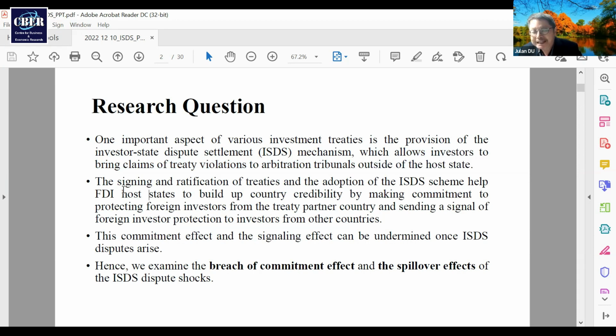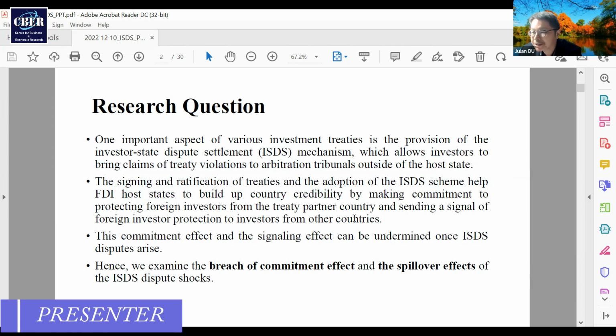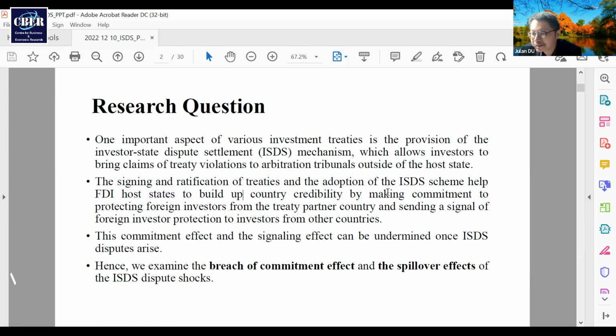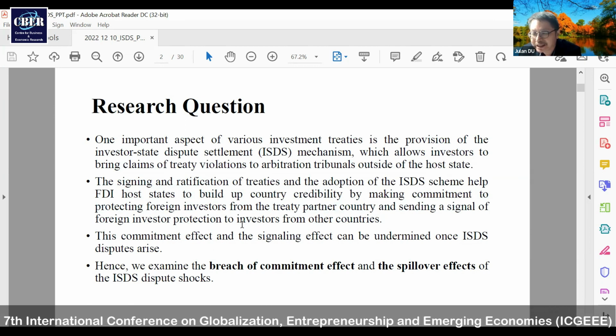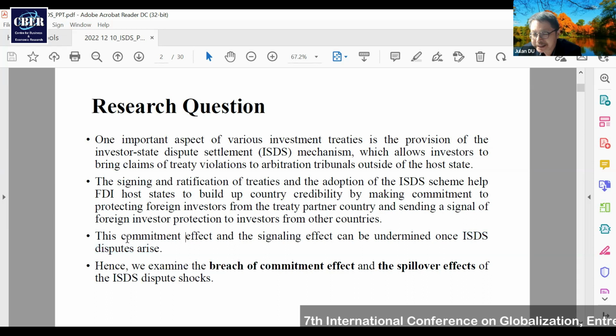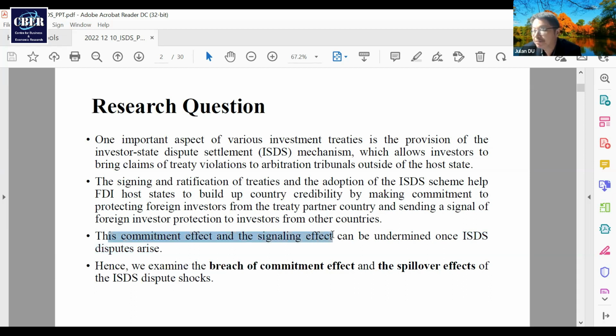Now, many people say that the signing and ratification of treaties and the adoption of the ISDS scheme help FDI host states build up country credibility by making a commitment to protecting foreign investors from the treaty partner country. That's the so-called commitment effect, and it sends a signal of foreign investor protection to investors from other countries. So it's the so-called signaling effect, right? Now, if ISDS disputes arise, we expect that the commitment effect and the signaling effect can be undermined.